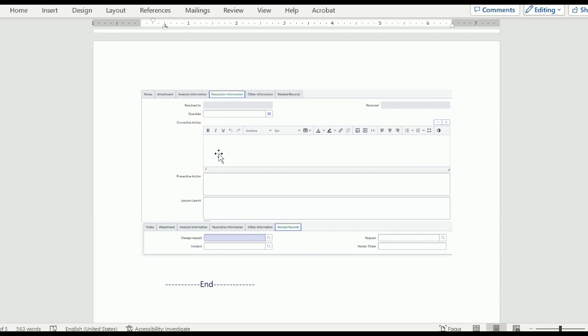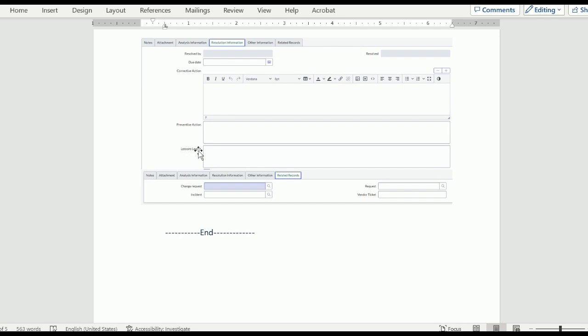What you have done to solve that issue is the corrective action. What you are going to do so that the issue will not repeat is the preventive action. And what lessons you have learned. All those things we need to fill in here.